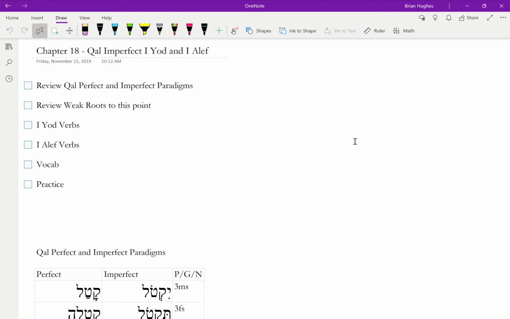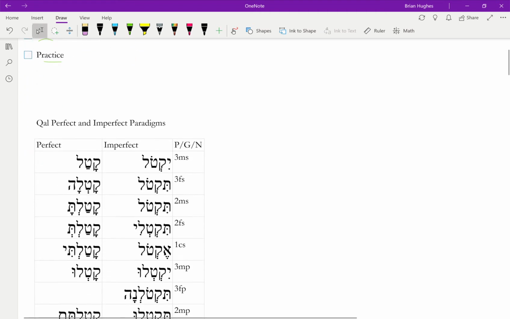It's natural. The first thing we're going to do in this lecture is review our strong root paradigms, and then we'll review the weak roots we've learned up to this point. Then we'll talk about these 2 weaknesses, the first yod and first aleph. Then we'll do vocab and practice.